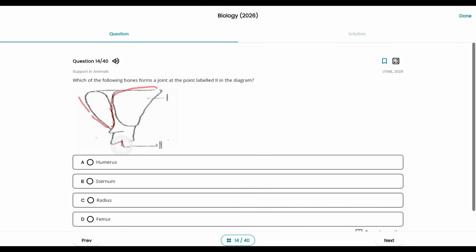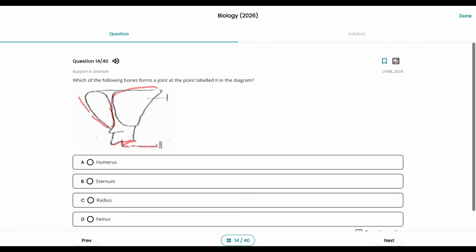This part here is actually the glenoid cavity, and this is where the head of the humerus fits in to form a shoulder joint. The type of joint is a ball and socket joint. So that is it. If you look at the options here, the sternum, no. The radius, no. The femur, no. The correct option is option A, which is the humerus.